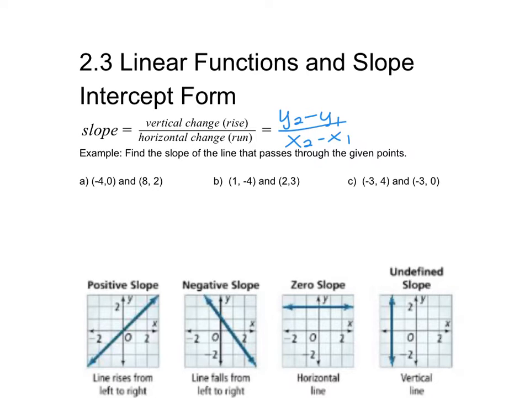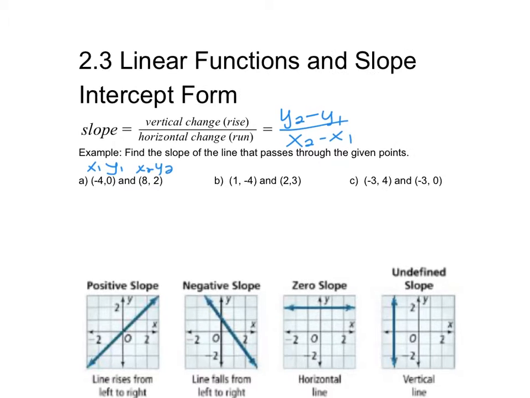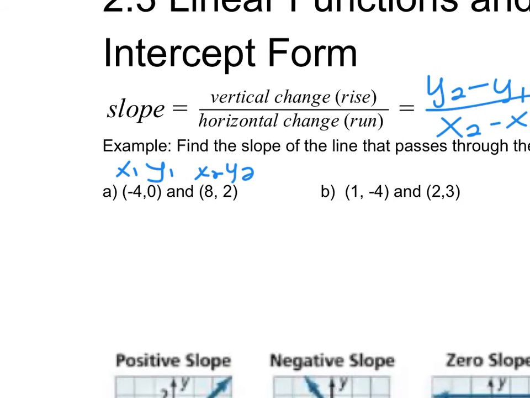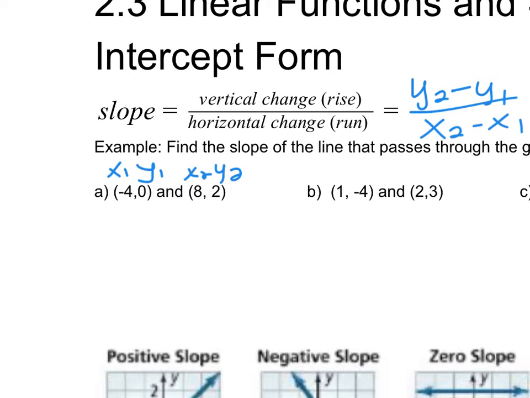So the example is: find the slope of the line that passes through the given points. Sometimes if you're having trouble getting these, what I like to do is label my points so I don't get them mixed up. You can switch them around, it doesn't matter, but I'm just going to label this one x1, y1, and x2, y2. Let me zoom out a little bit. There we go. So I could have switched those around if you wanted to. Doesn't matter.